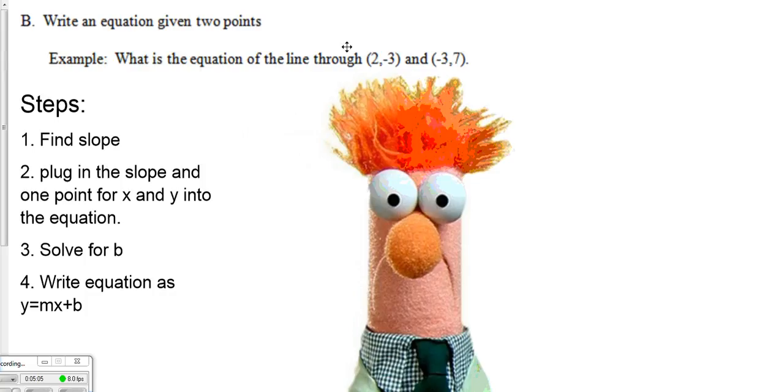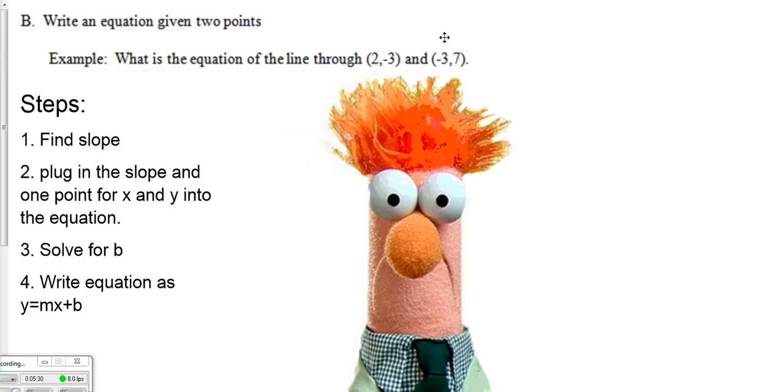Now we're going to be looking at 2 points. Writing an equation if we're only given 2 points. So if we're looking at y equals mx plus b, we don't really have an m or a b, but we do have an x and a y. In fact, we have 2 x's, right here, this 2 and this negative 3. We have 2 y's, negative 3 right here, and 7.